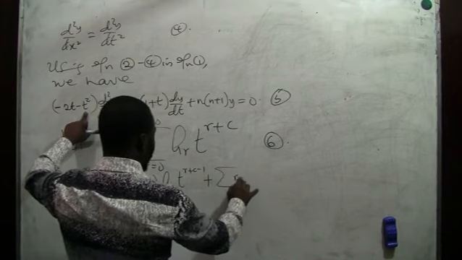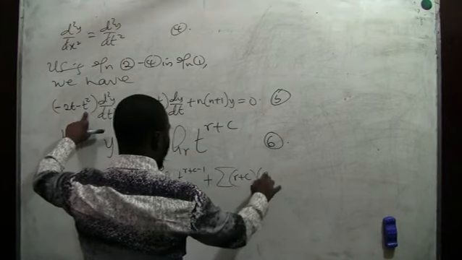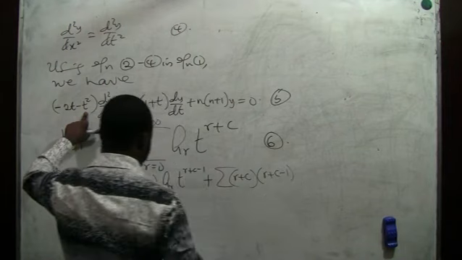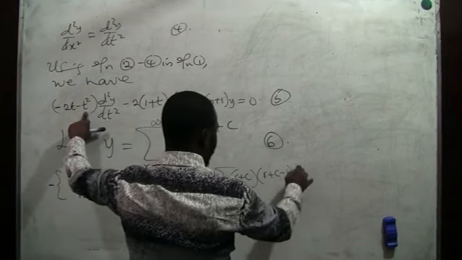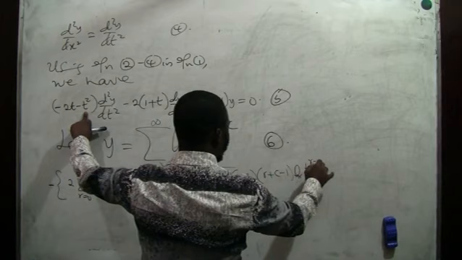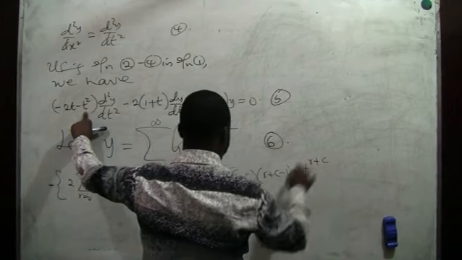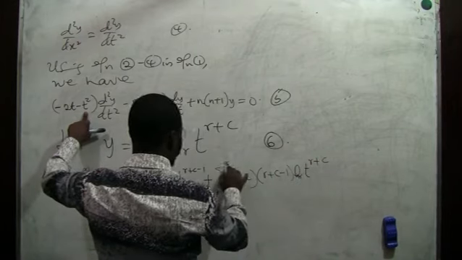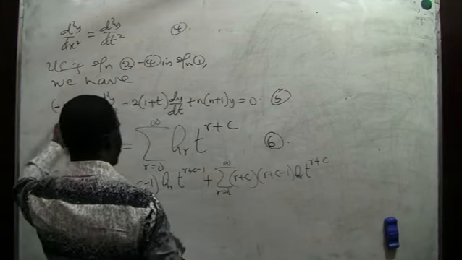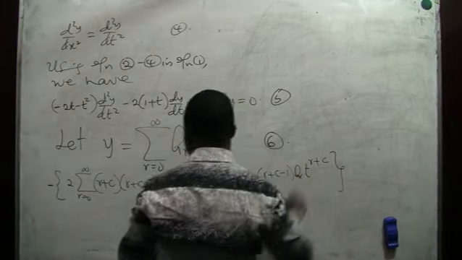summation (r plus c minus 1) ar t raised to power r plus c, r from 0 to infinity. So we are done with this, with the term with derivative.